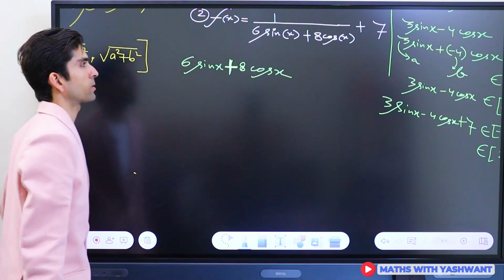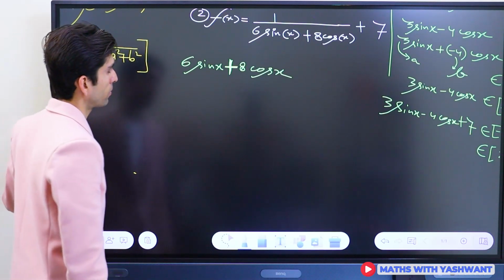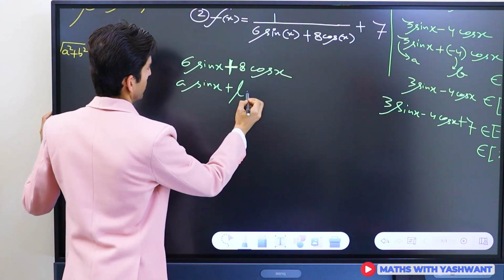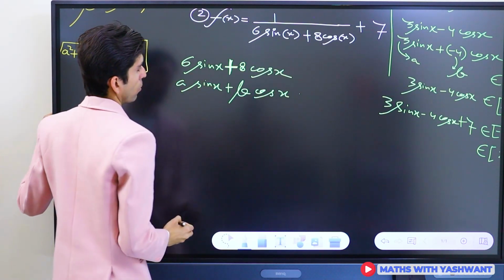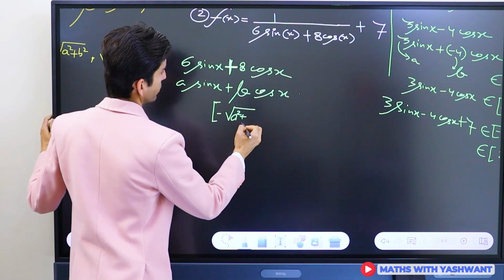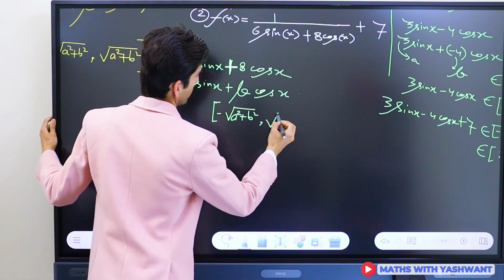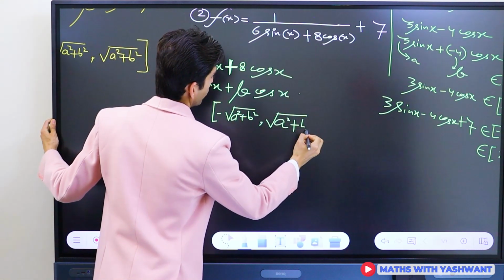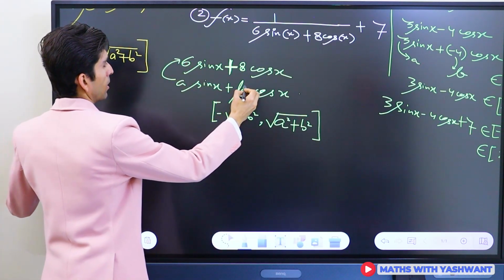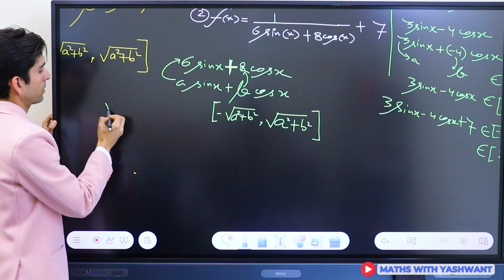So 6 sin x plus 8 cos x. It looks very similar to a sin x plus b cos x, whose range is given as negative square root of a square plus b square to positive square root of a square plus b square. We put the values of a and b. A is 6 and b is 8, so we directly calculate it.